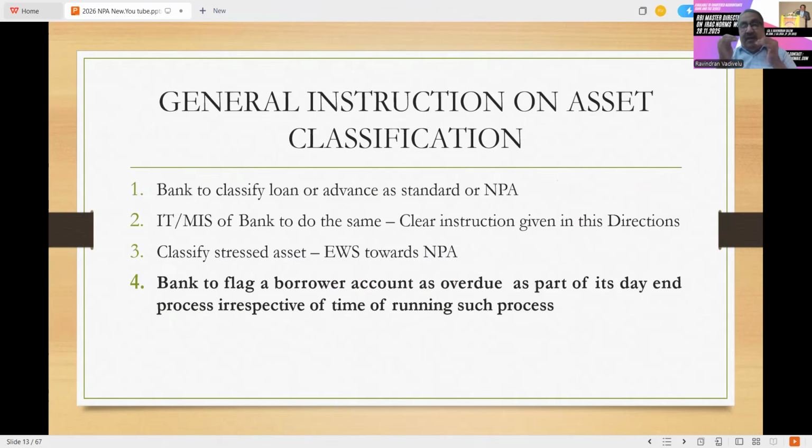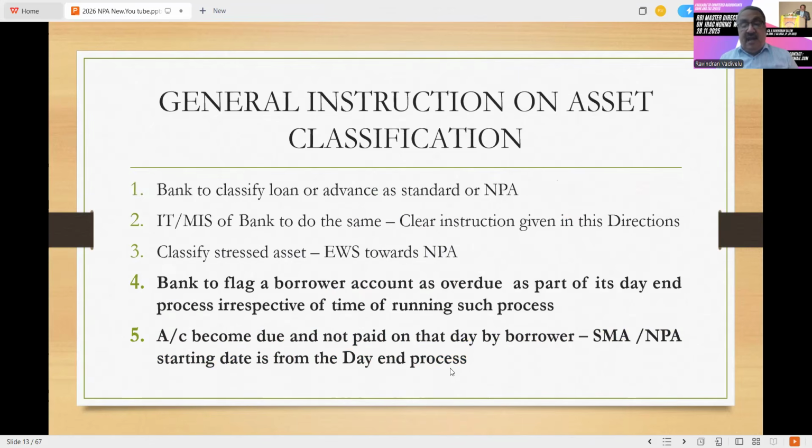That means an account is overdue before running the day-end process. If the amount is not being paid, then the overdue date starts from the day-end process. So this is a very, very important instruction they have given. And from the same day, you have to calculate the SMA and NPA. That is a very, very important instruction given in the latest circular.